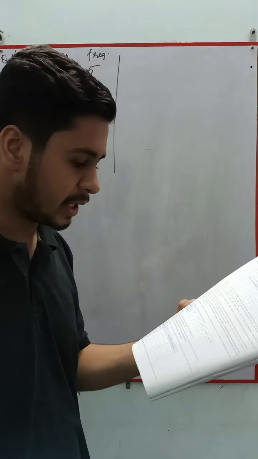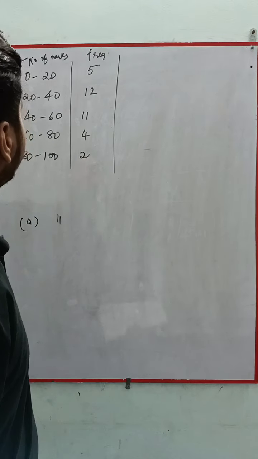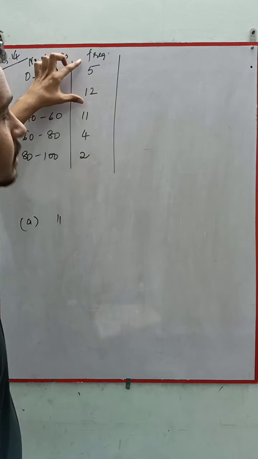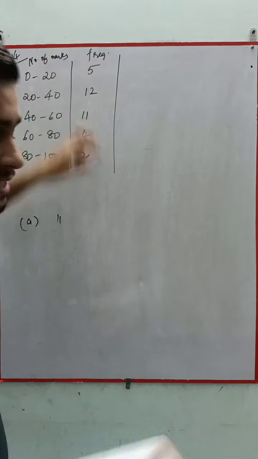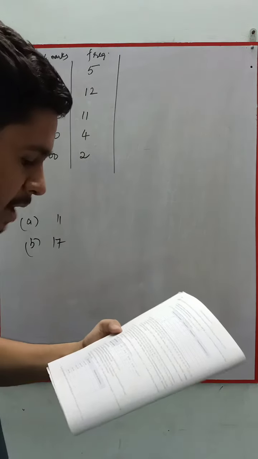Second one, how many students secured less than 40 marks? So less than 40 means these two intervals, and in these two intervals 5 plus 12, 17. So 17 are the students who got less than 40 marks.